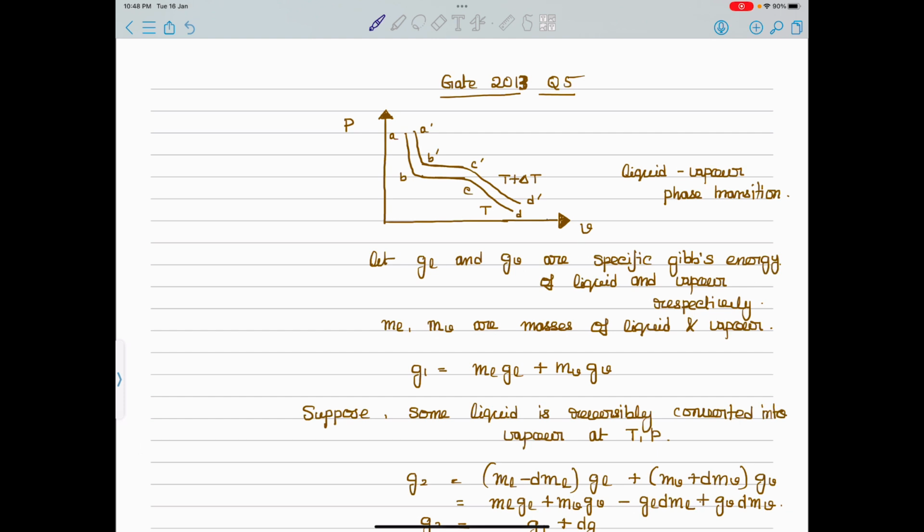Suppose this is the PV diagram, where V is the specific volume and P is the pressure. So this is the pressure versus specific volume curve. Let us consider liquid vapor, in the case of water, at some temperature T, this is the phase line which we have. This is generally the vapor phase having higher specific volume. This is the liquid phase having lower specific volume, and this is the region of equilibrium.